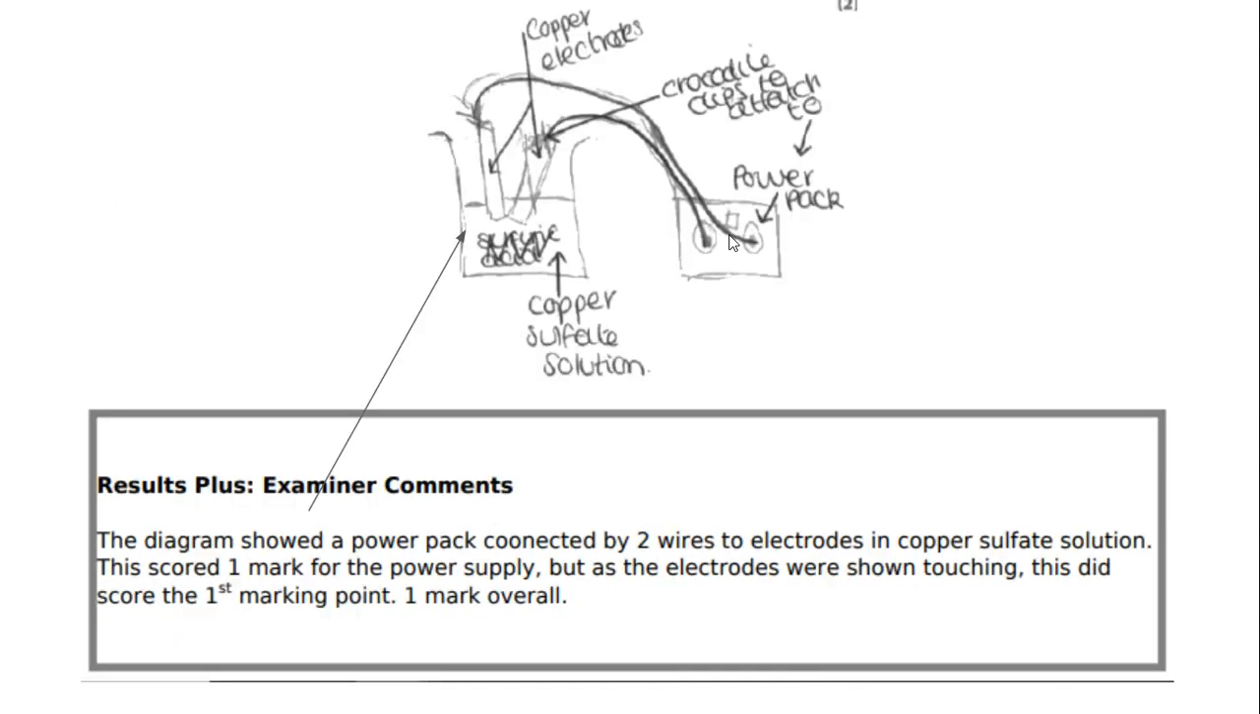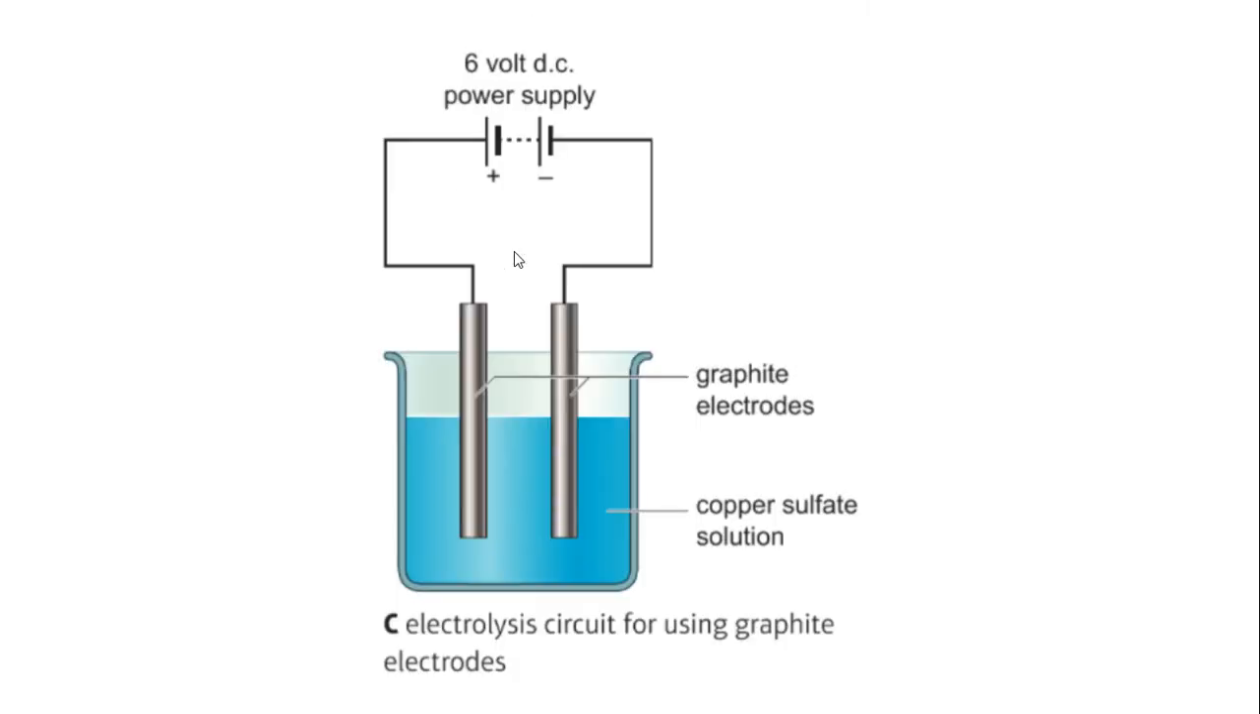Here's another example of what the student wrote. You got your power pack. No, it's not the circuit symbol, but that doesn't matter. A box with label power pack will do for this. And we have the 2 electrodes, and they're in contact with copper sulfate solution. So far, so good. However, it's only worth 1 mark because the electrodes are touching. And by making the electrodes touch, there would be a short circuit, and that would stop it working. So you get 1 out of 2 for that one.